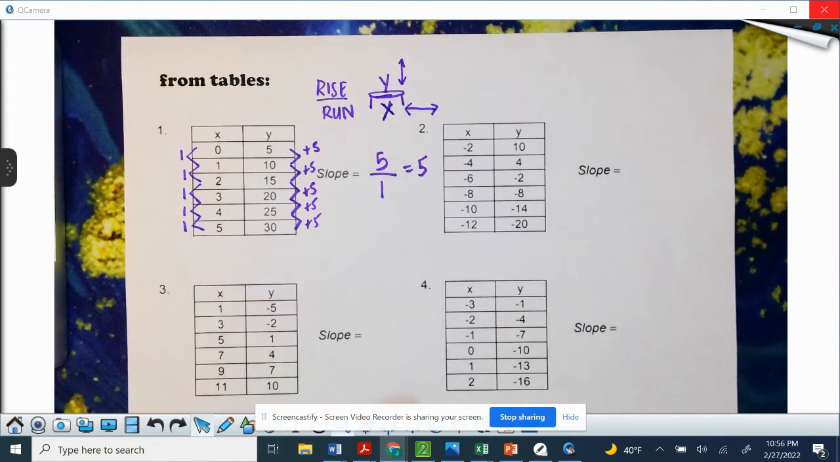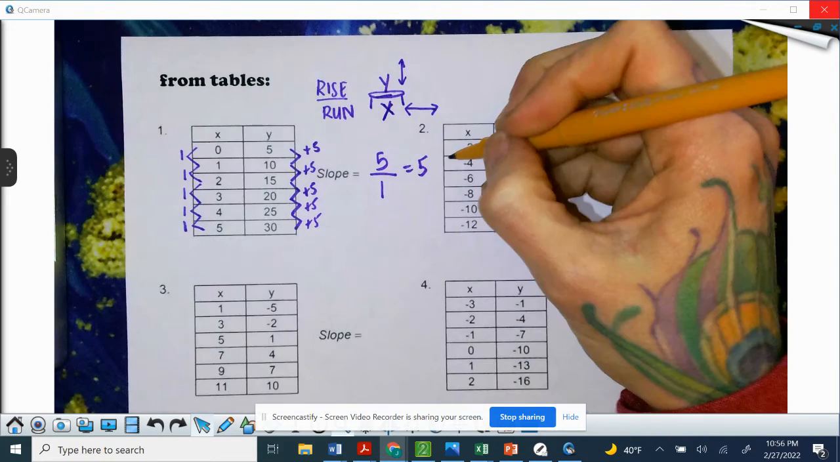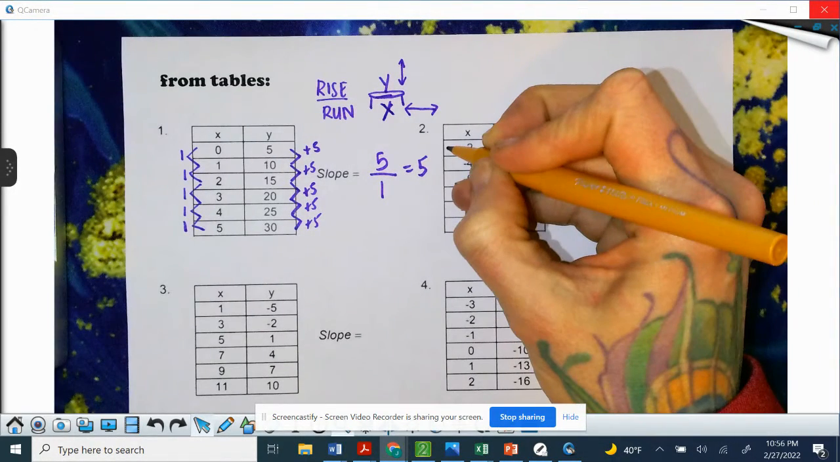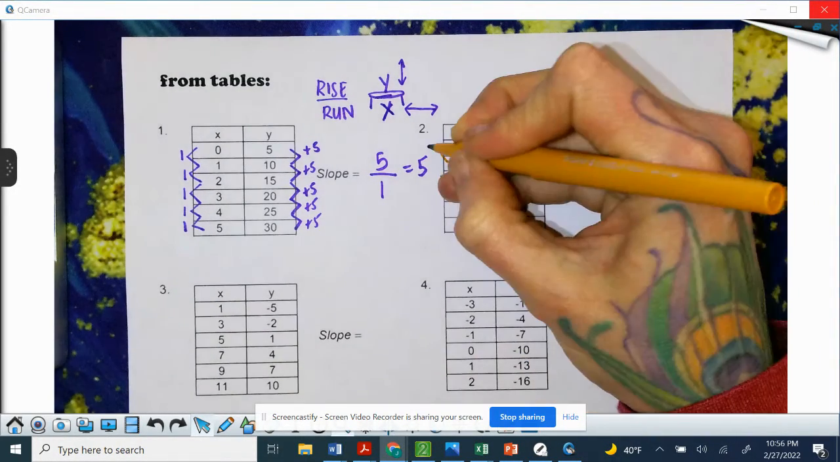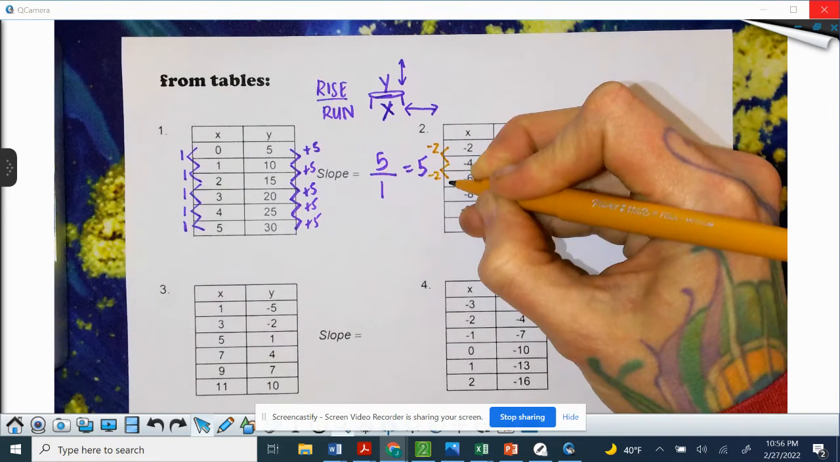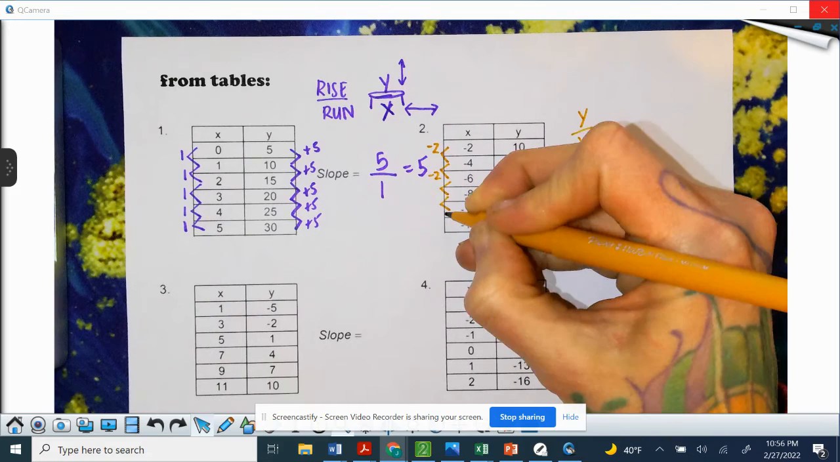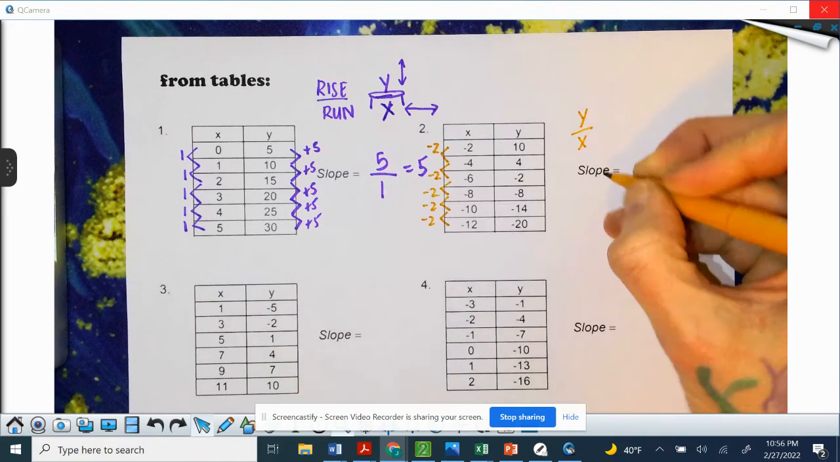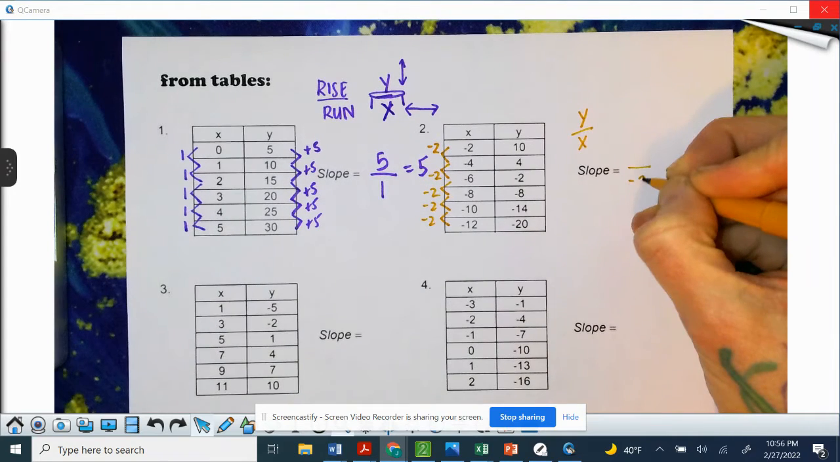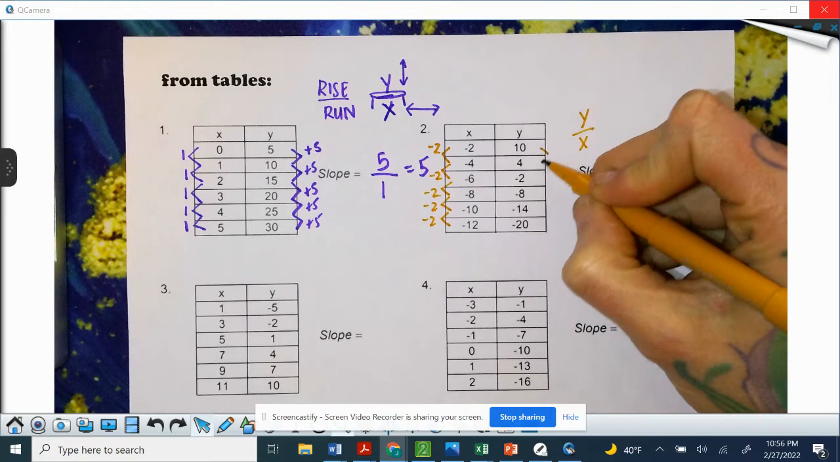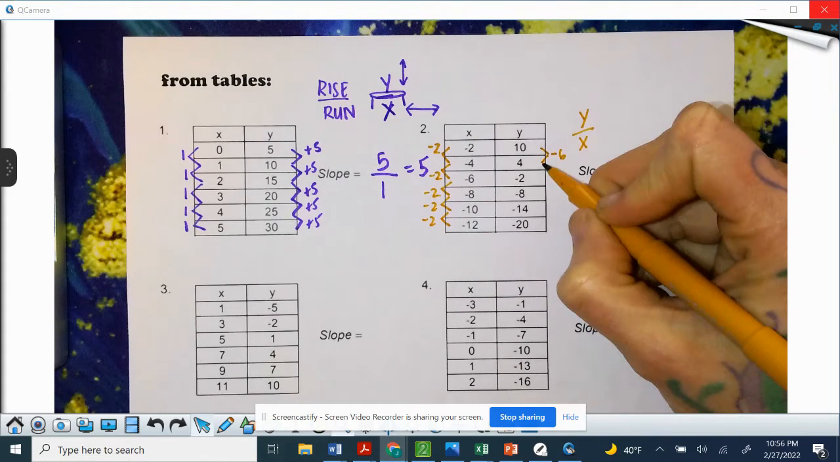Looking at our second table, again, you want to look down the side first. You can start with either side, it doesn't matter, because just remember it's y over x. So we're going to go down the x side. Negative 2 to negative 4 is a minus 2. Negative 4 to negative 6 is a minus 2. Negative 6 to negative 8, negative 8 to negative 10, and negative 10 to negative 12. Negatives all the way down, negative 2. So we know we have a negative 2 on the bottom. Then to check the other side of our table, from 10, how did I get to 4? A minus 6. From 4 to negative 2.